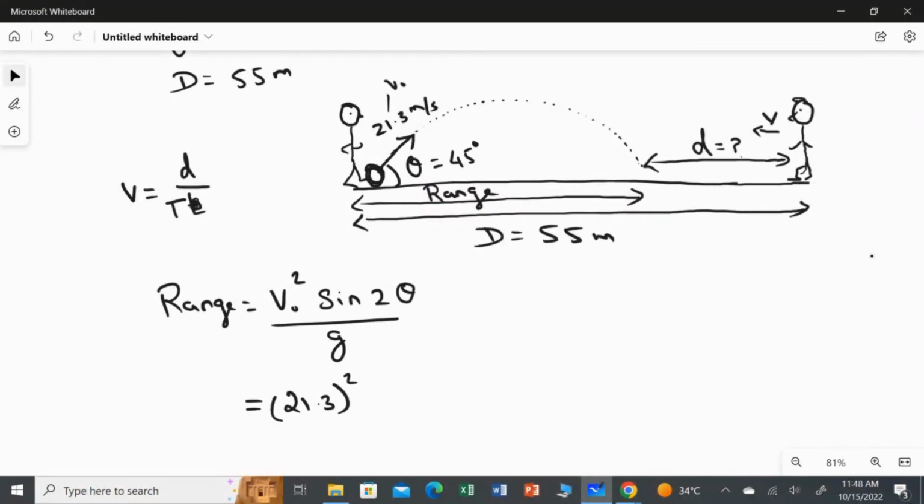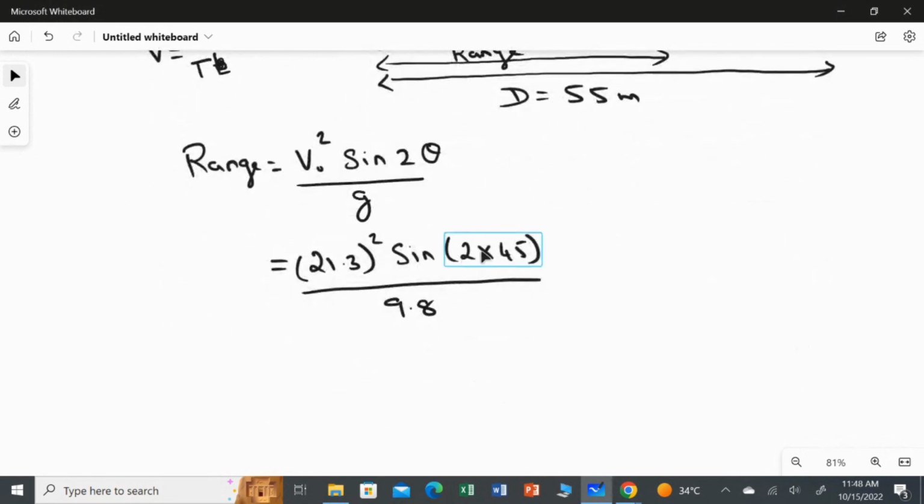21.3 squared multiplied by sine of 2 multiplied by 45 divided by 9.8. Now here you have to see, when you multiply 2 by 45, you will get the value of 90. Sine of 90 is maximum, which is equal to 1. So you will get only 21.3 squared multiplied by 1 over 9.8. So that will give the range value of 21.3 squared over 9.8. So the answer is 46.29.